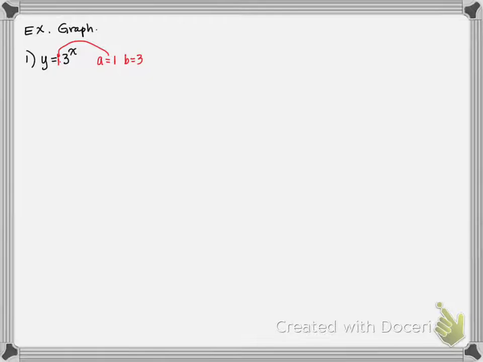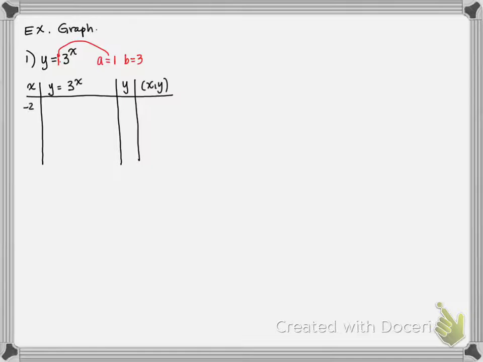So I'm going to go ahead, choose my x's. I'm going to do my work in the middle column, or the second column, I should say. I'm going to get out a y value, and then I'm going to write them as an ordered pair. So I like to choose -2, -1, 0, 1, 2, especially because of the curve. It's just going to make it a little easier to see it.